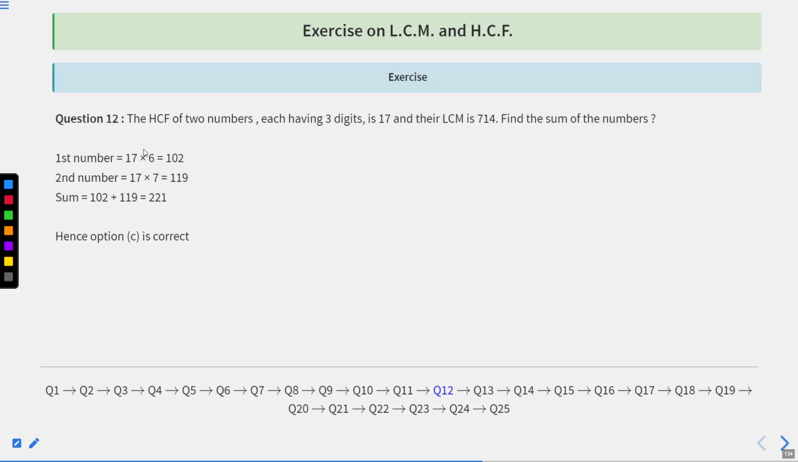So the first number is 17 into 6, which is 102. And the second number is 17 into 7, which is 119. That means the sum is 102 plus 119, which is equal to 221. So the correct option here is option number C.